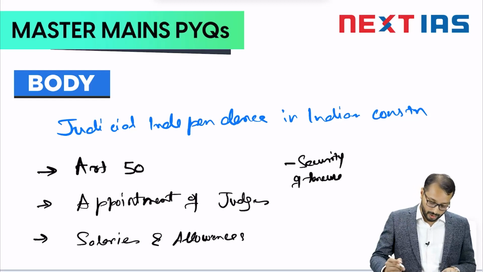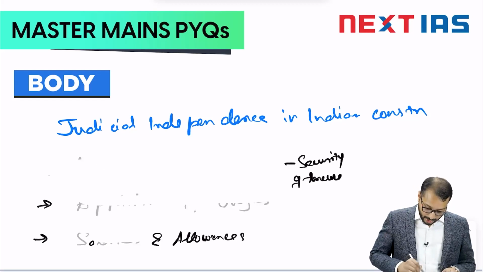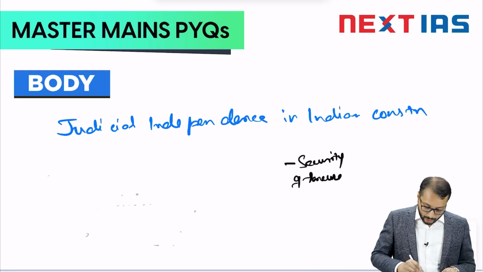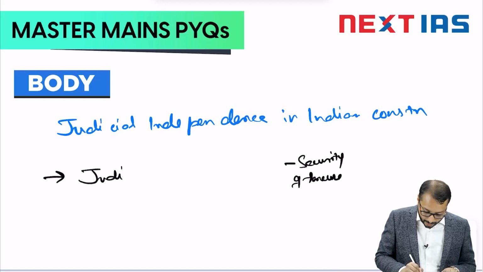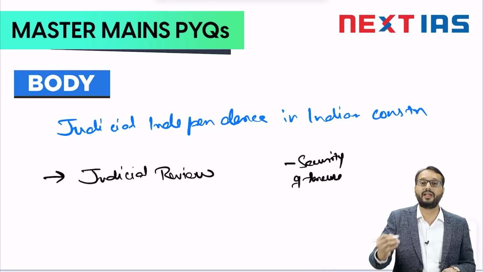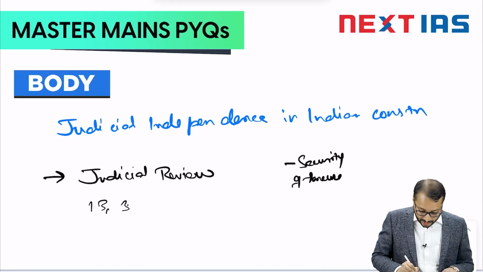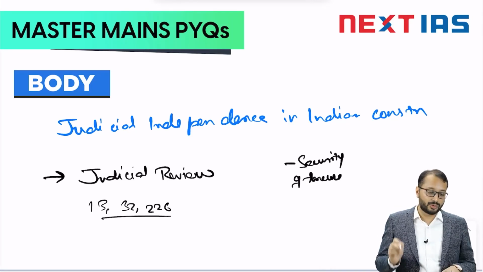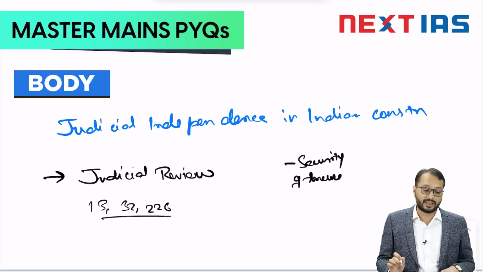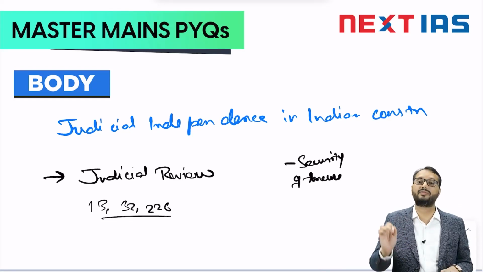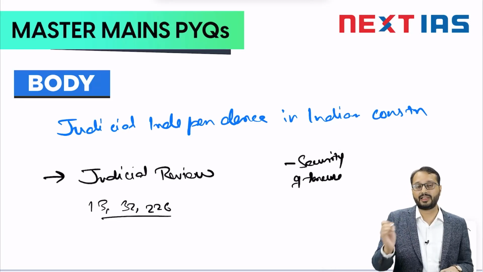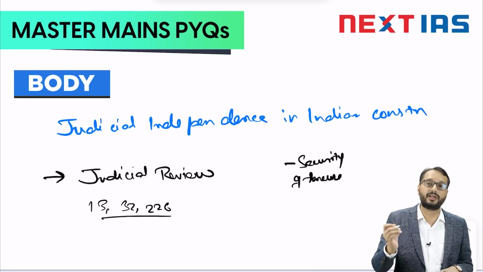Right. So, moving on to the next important point. The Indian Constitution, although not explicitly, does provide for judicial review. Judicial review is implicitly provided in various provisions. Which provisions? Articles 13, 32, 226. Right. And judicial review basically means that the judiciary has the power to review the actions of the executive and the legislature, which ensures that the legislature and the executive branches cannot act arbitrarily.